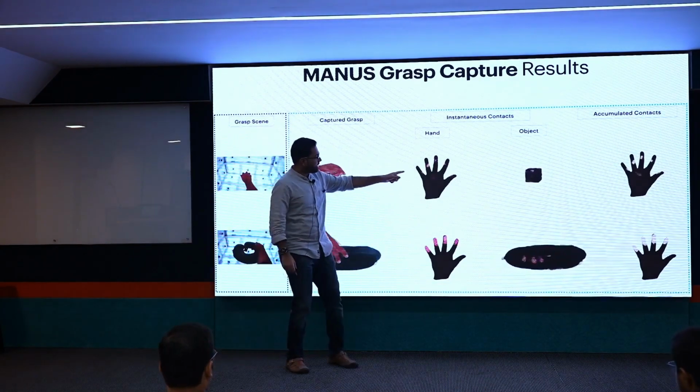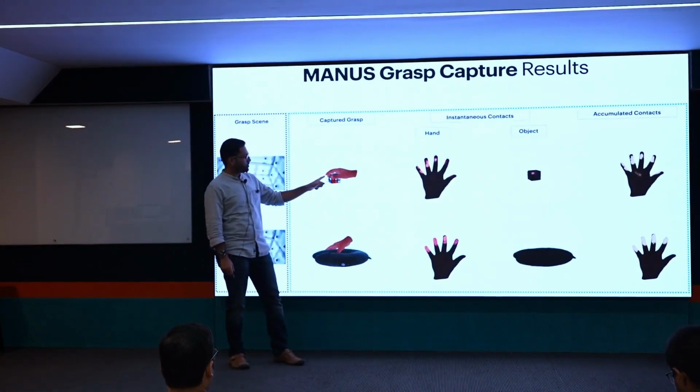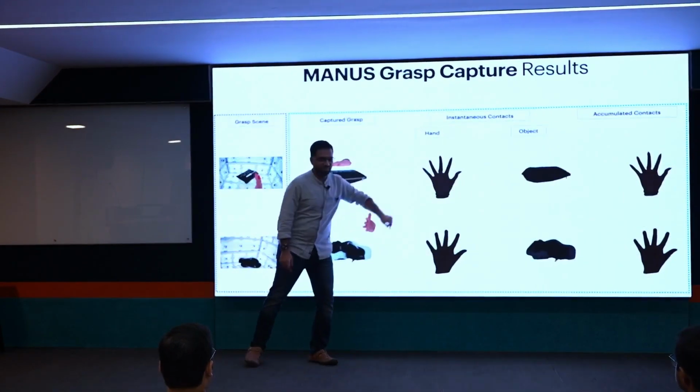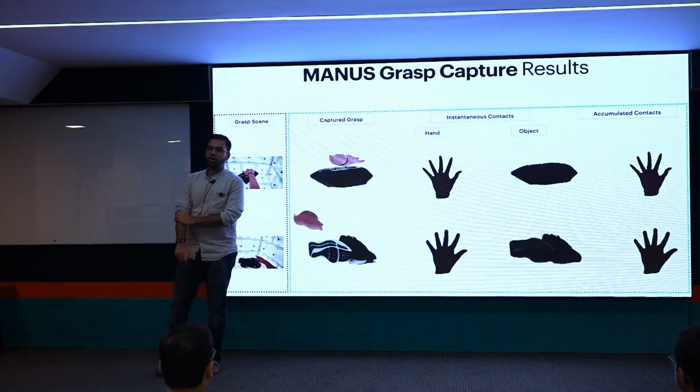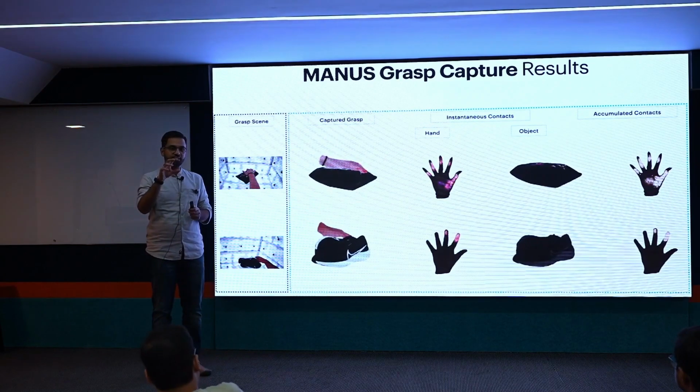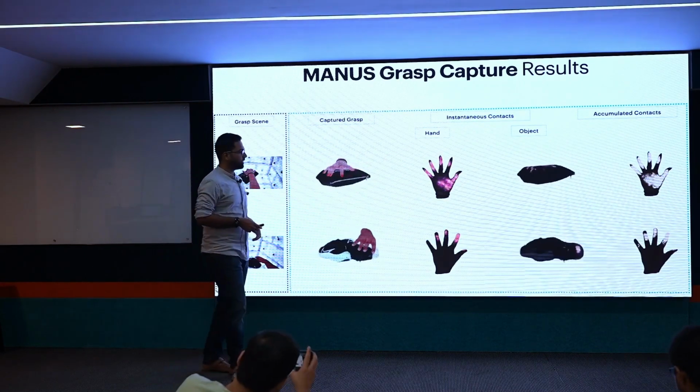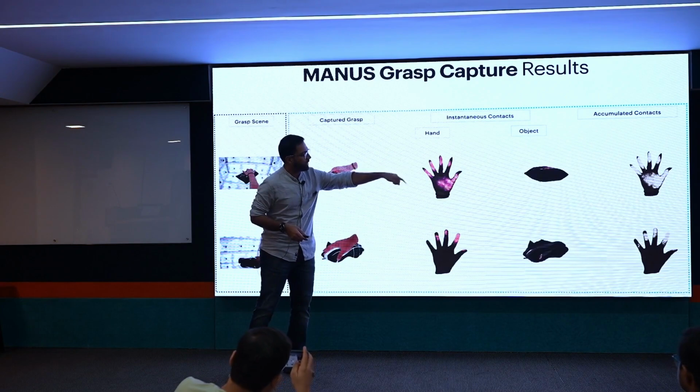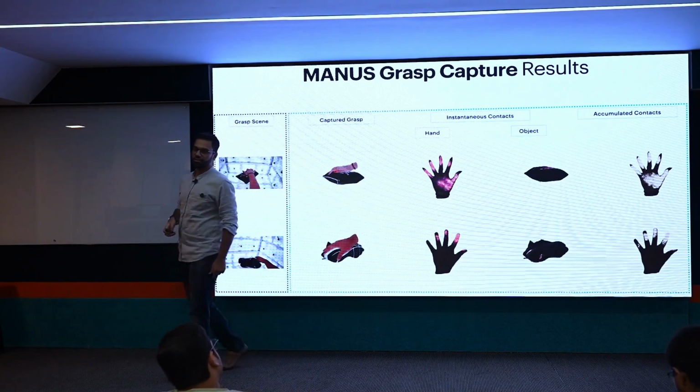And over here, you're seeing contact. So when the hand gets close to this Rubik's Cube, you see these parts of the finger light up. That means that contact is being made in those parts of the finger. And you can do this. You can also get the accumulated contacts, like what we discussed earlier.